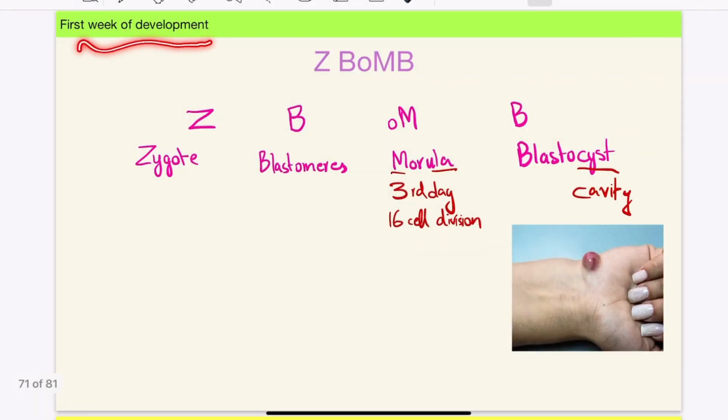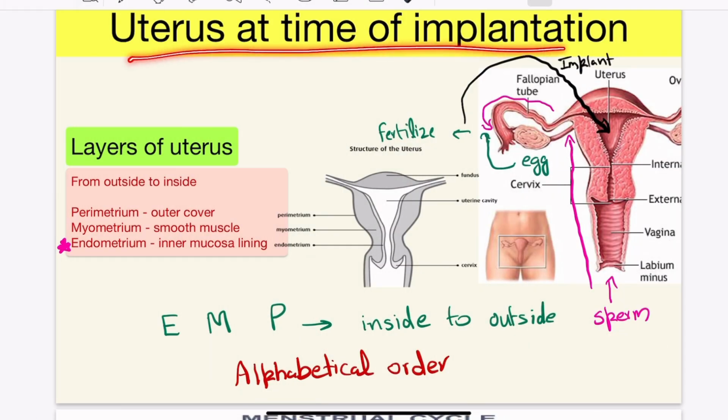So for the first week of development, remember that we have the word Z bomb. For Z we have zygote, for B we have blastomeres, for MO we have morula, which is third day and 16-cell division, and for the B we have blastocyst, and we can see that this is called the cyst, and cyst is for the word cavity, so the blastocyst is the one which has a cavity in it. Uterus at the time of implantation.